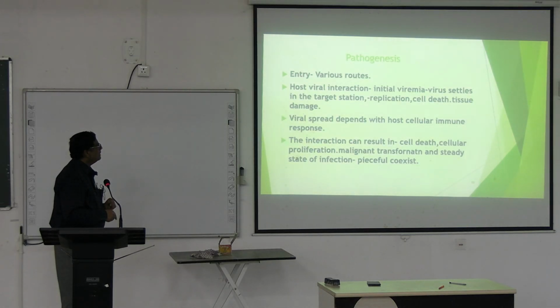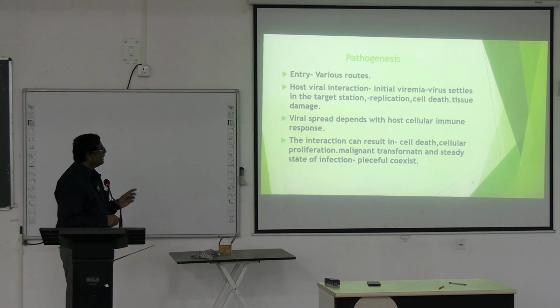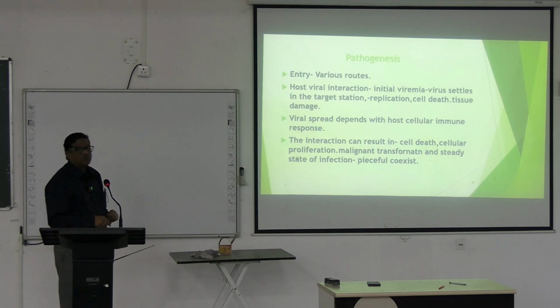Various routes are there. The host cell viral interactions: initial viremia, the virus settles in the target station, replication, there may be cell death, tissue damage. The virus beats the host cellular immune response. The interaction can result in cell death, cellular proliferation, malignant transformation, as I have mentioned, and a steady state of infection, the peaceful coexistence.